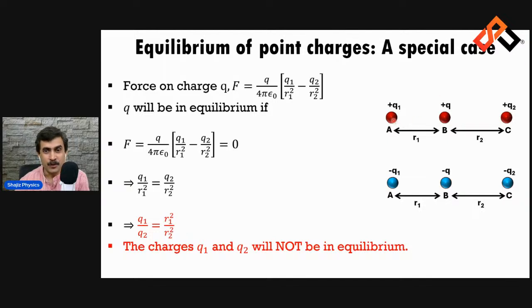Here, Q1 will be repelled by Q, that is along the negative x direction. Q1 will again be repelled by Q2, again in the negative x direction. Both forces are along the same direction. So, Q1 will never be in equilibrium in this particular case.